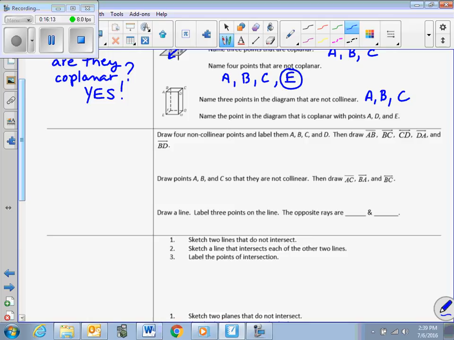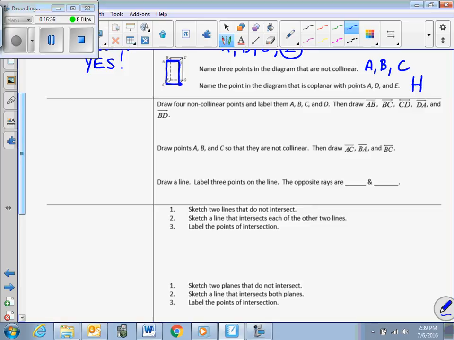All right, name the point in the diagram that is coplanar with points A, D, and E. Here's A, D, and E. So clearly, here's my plane that contains those 3 points. So the other point that's on that plane in the picture would be point H, right down there.